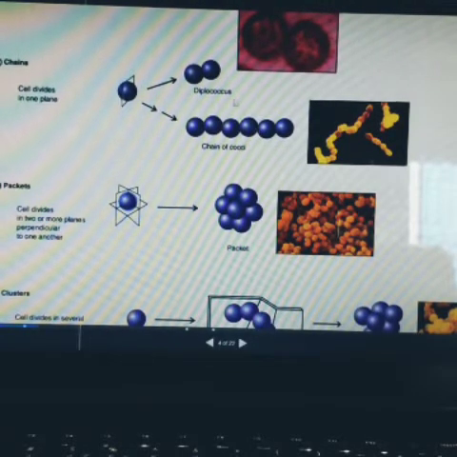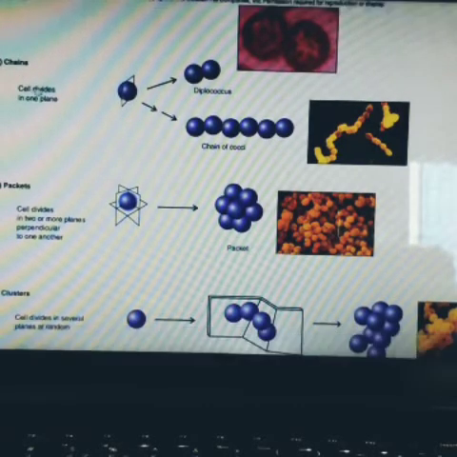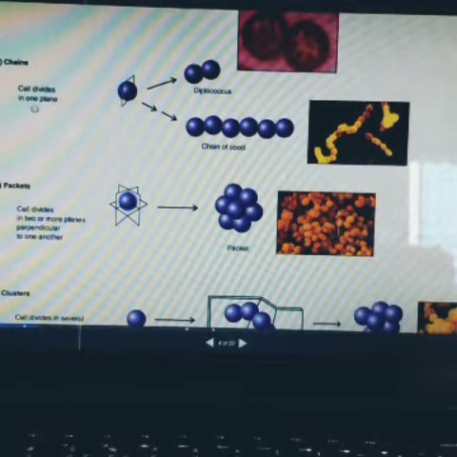Here is the chain structure of the bacteria. Cell division happens in one place of the bacteria, so a single cell divides to form two cells. This is a Diplococcus. So this is Monococcus, Diplococcus, and Staphylococcus, which we are observing.